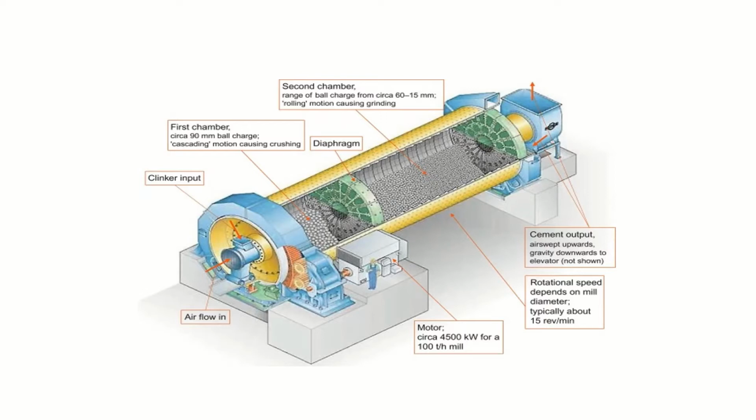We can see the second chamber, where rolling motion causes grinding, usually with 60 to 15 millimeter balls, and the first chamber with a 90 millimeter ball charge, where cascading motion causes grinding, and the diaphragm, which gives the machine an airspace.